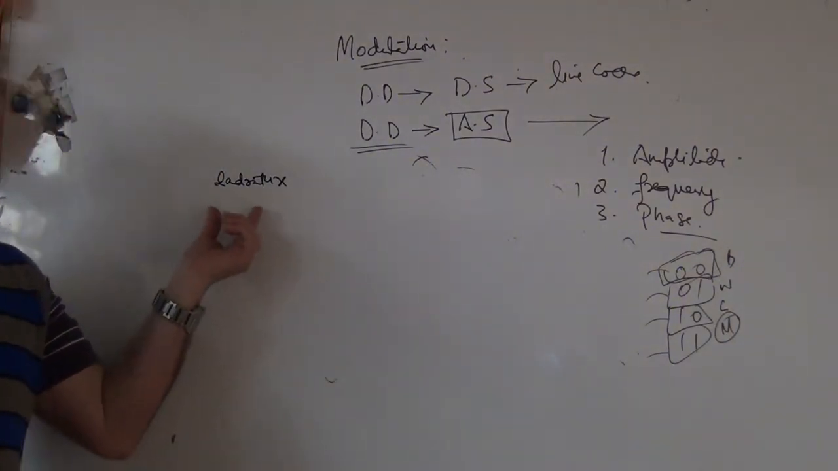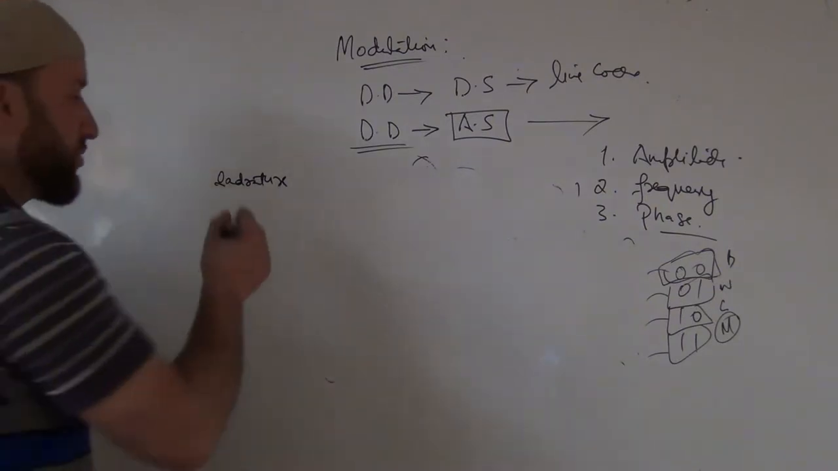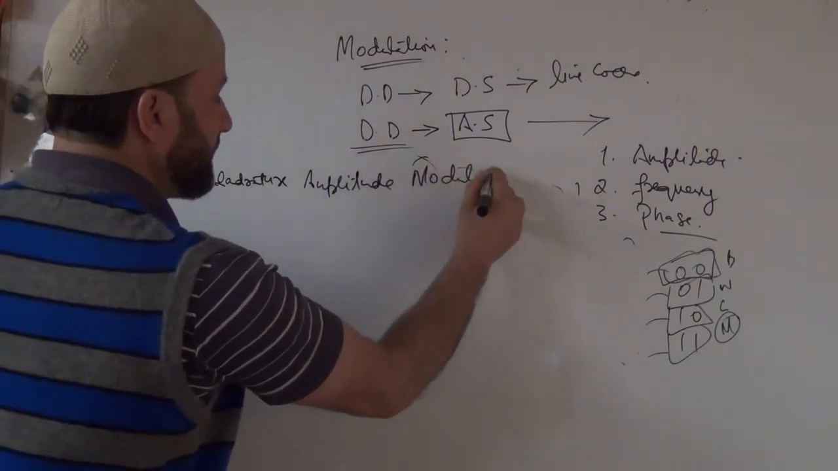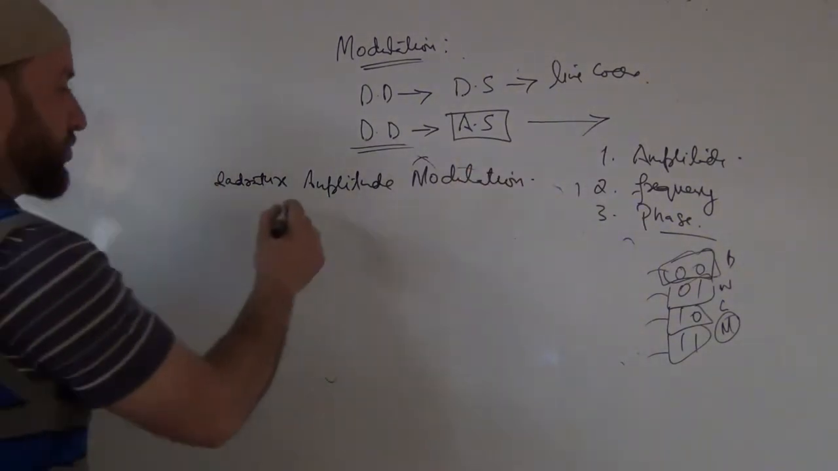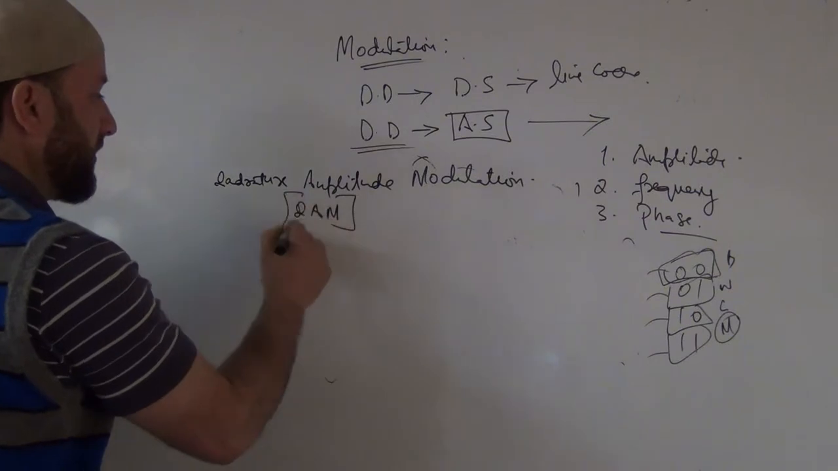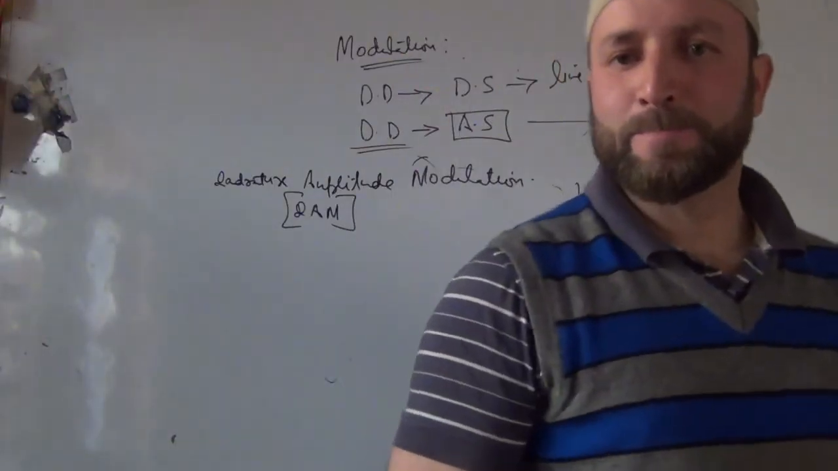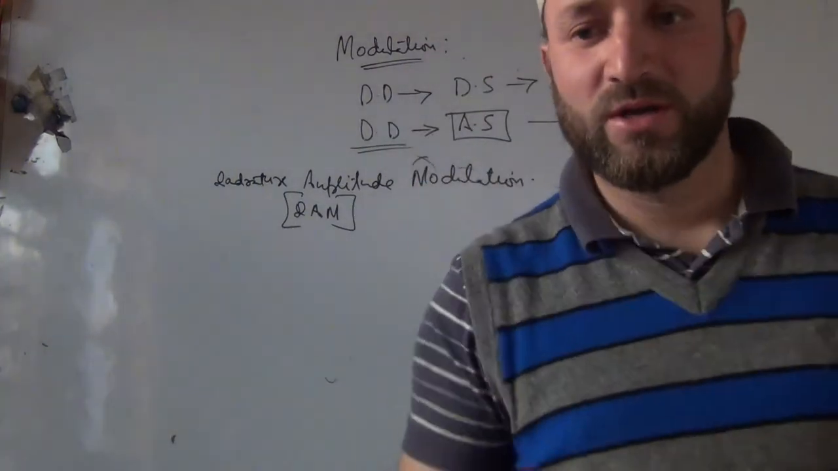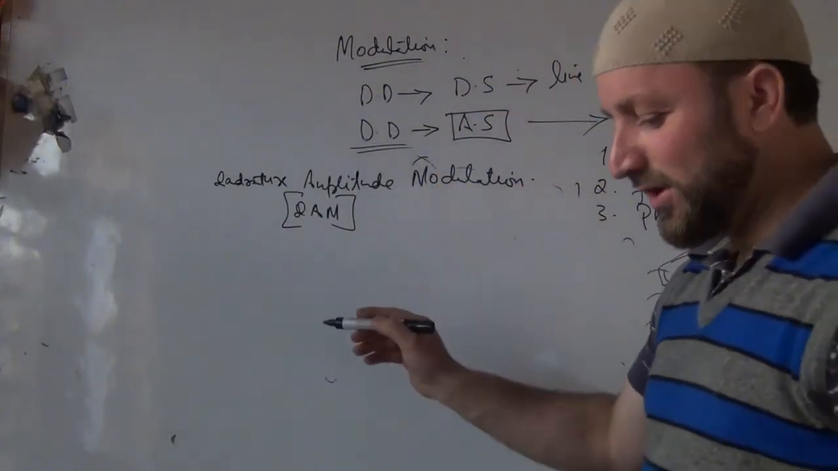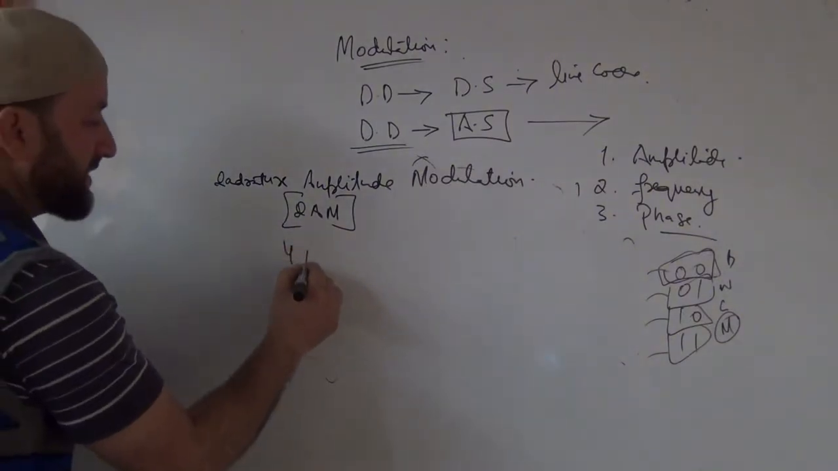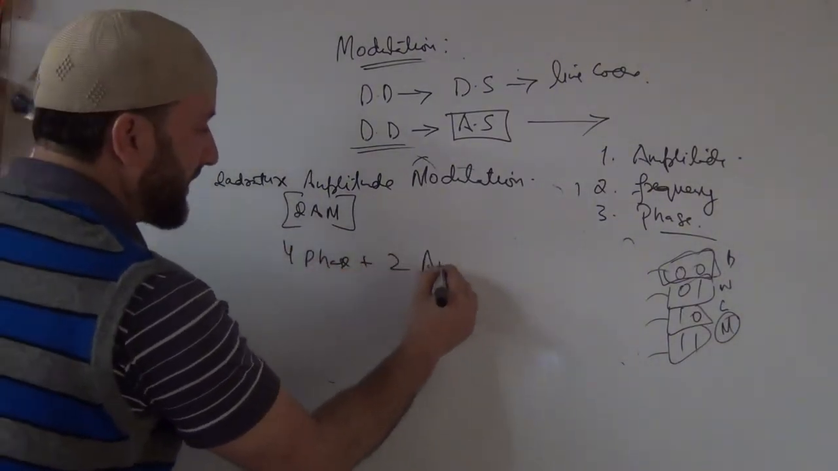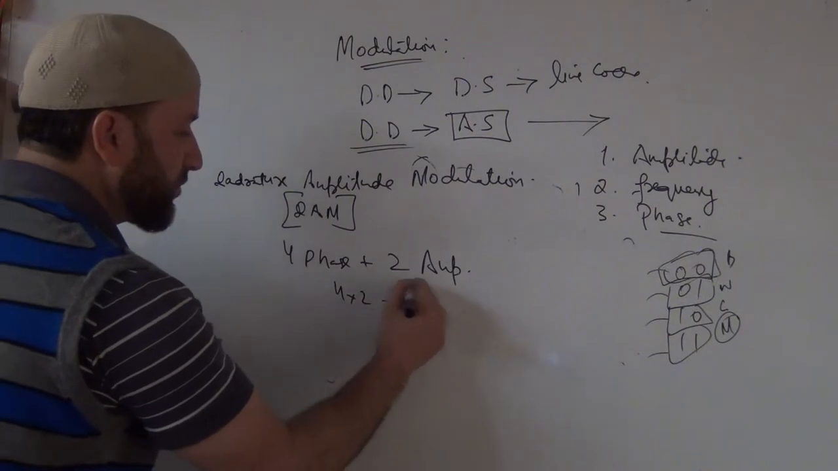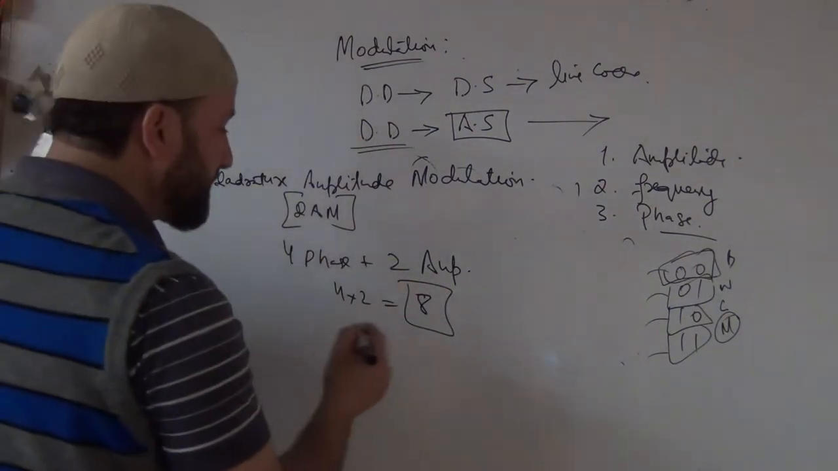But now with quadrature, what am I having? Amplitude. So quadrature amplitude modulation. In short, what is QAM? This is major, this comes in the exam also. So here what I'm doing is, I am tremendously increasing the bit rate per baud. How many bits per baud? Three. Why? Because I'm having four phases and two amplitudes. 4 × 2 is how much? Eight. So we can have eight combinations, and eight combinations represent what?